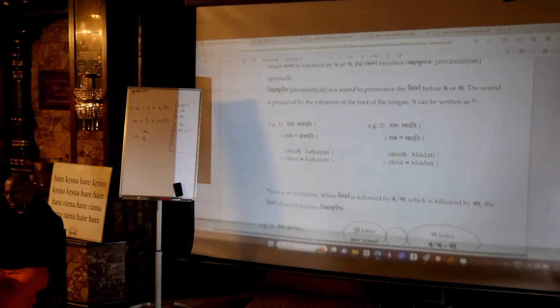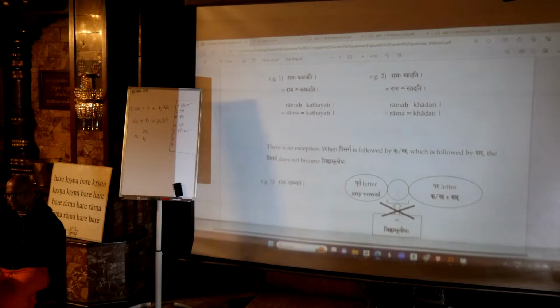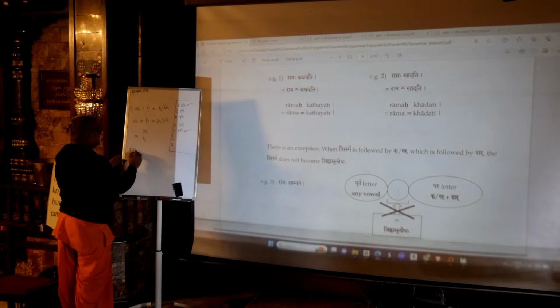So, there is an exception. When visarga is followed by kakara or khakara, which is followed by shar, the visarga does not become jihva muliya. If you have visarga followed by kakara, but then the next letter is shar, meaning the next letter is sha, sha or sa, then it does not become jihva muliya. It should stay as it is. So, are you getting this? See, it's like this. Ramaha kshamyate.